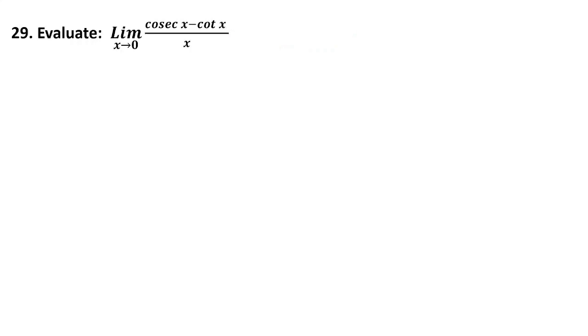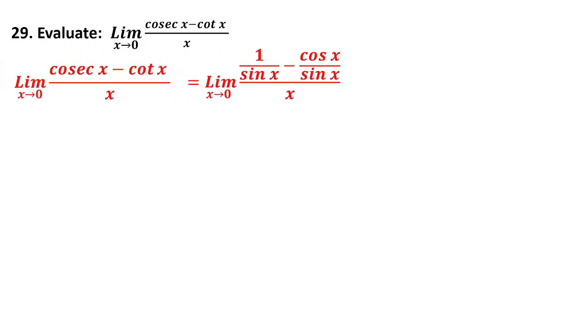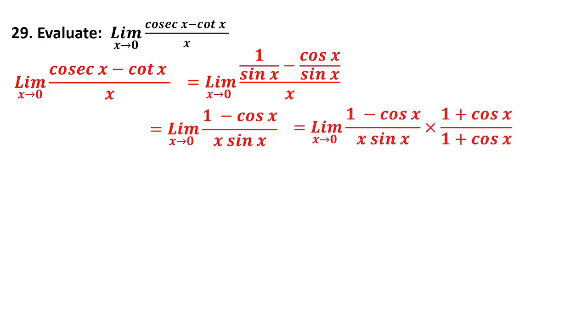Let us go to question number 29. We have to evaluate the limit of cosecant x minus cot x by x. Let us convert it into basic trigonometric functions. 1 by sin is cosecant, cos x by sin x is cot. We will get 1 minus cos x by x sin x. This problem can be done in two ways. 1 minus cos x can be replaced by 2 sin square x by 2, but let us try to multiply and divide by 1 plus cos x and check what happens.